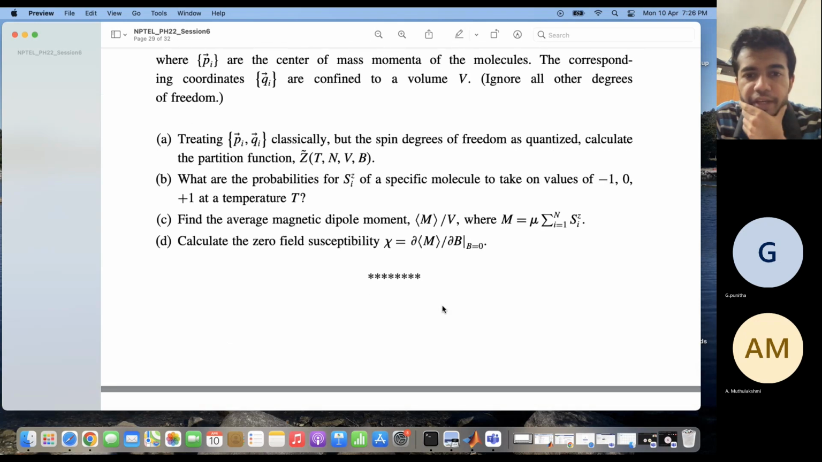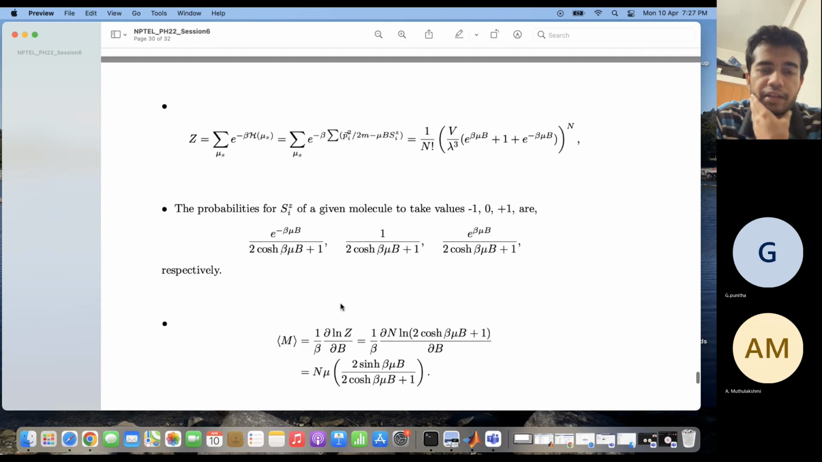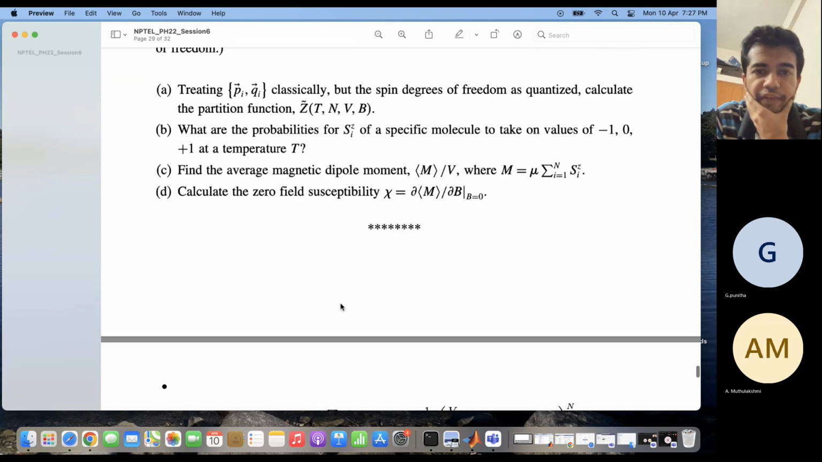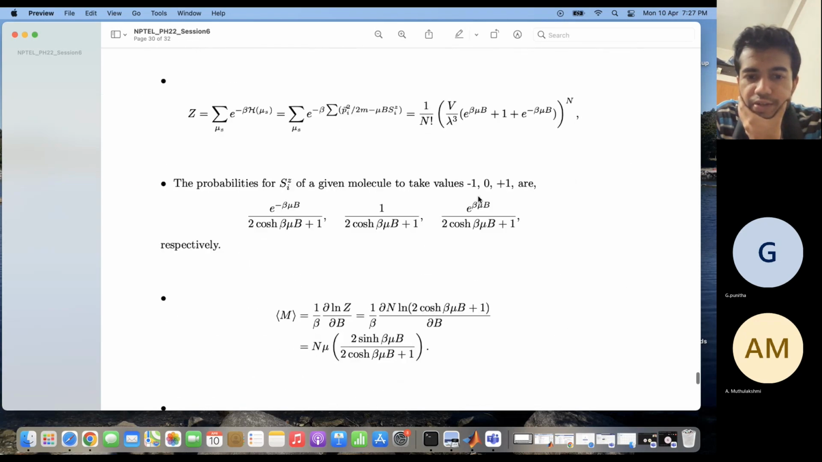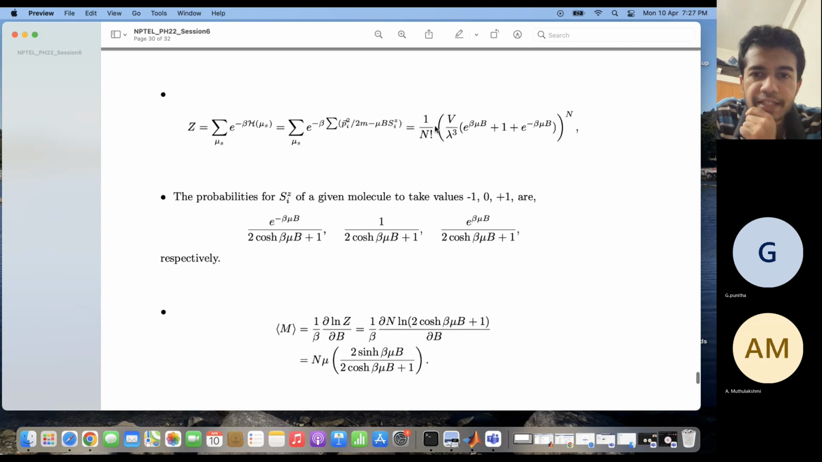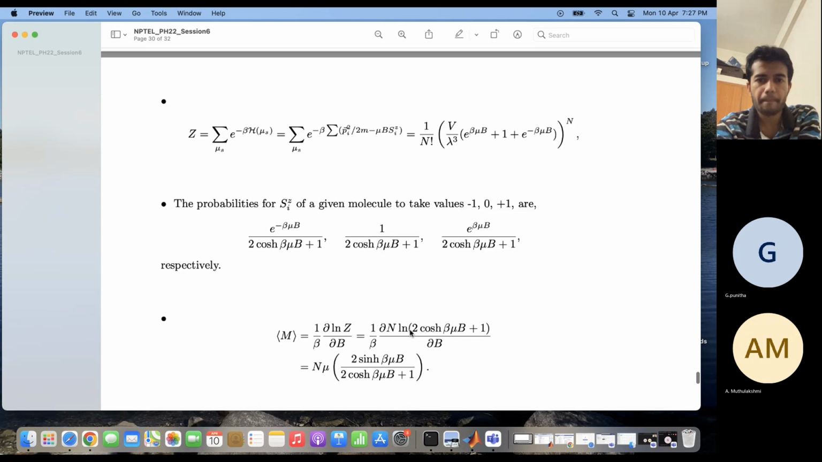Now, what is the average magnetic dipole moment? Expectation of M by V, where M is given by summation of this. In the previous question, you saw that the average dipole moment was given by k_B T del ln Z by del b. Here also it's the same thing. It is 1 by beta, where beta is 1 by k_B T, del ln Z by del b. And Z is given by this expression. If I take a derivative with respect to b, I get N mu times 2 sinh beta mu b by 2 cosh beta mu b plus 1.